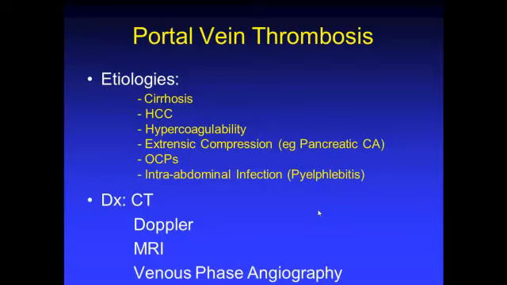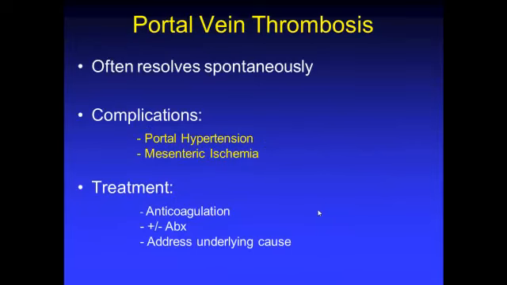Diagnosis, once again, usually made on CT, although Doppler evaluation and MRI can sometimes be helpful. Venous phase angiography was more of a mainstay in the past and not so often utilized now. These patients do require anticoagulation. If there's a septic component, such as an underlying infectious cause, then antibiotics, and obviously address any underlying cause. It can lead, if untreated, to portal hypertension and most concerningly to mesenteric ischemia. So patients with portal vein thrombosis do need to be anticoagulated. They do need a hypercoagulable workup.